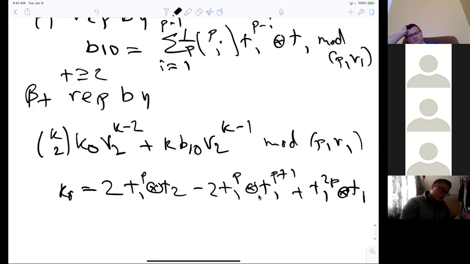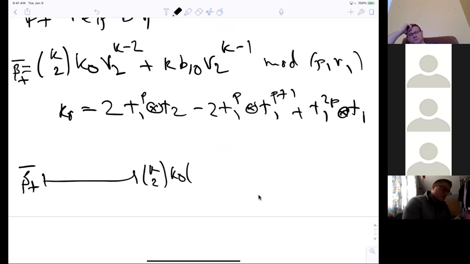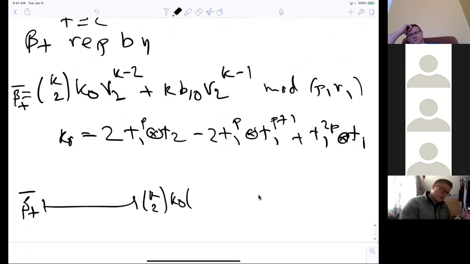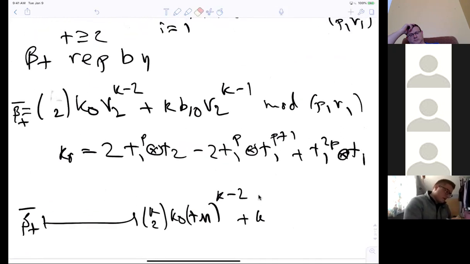Okay, so let me give this whole thing a name. Let me call this beta T bar. So beta T bar is going to map to k choose 2, k0, and then V2 is not in degree 0 in the cobar complex here, but instead you have T mu, which takes the place of V2, which is something you can prove, sort of putting something under the rug here. Oh shoot, sorry, I just realized that these K's should be T's.